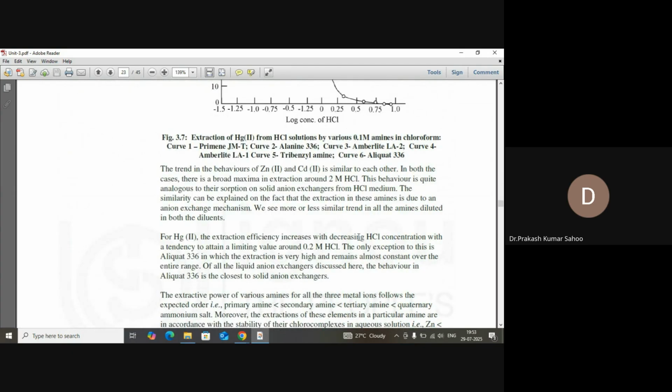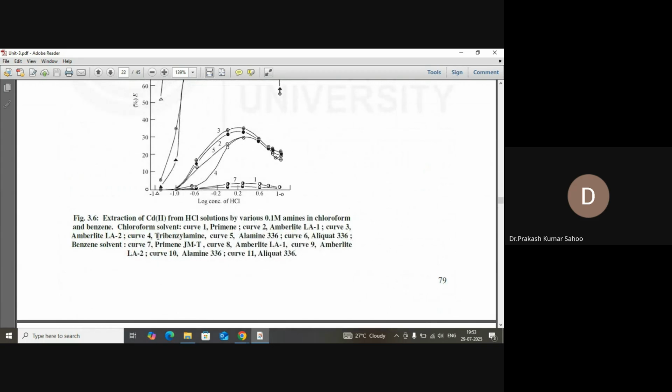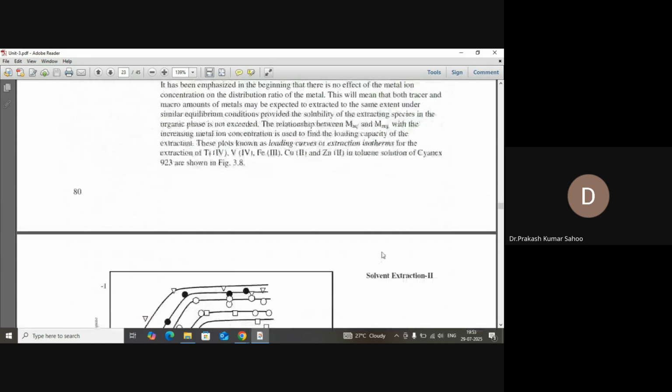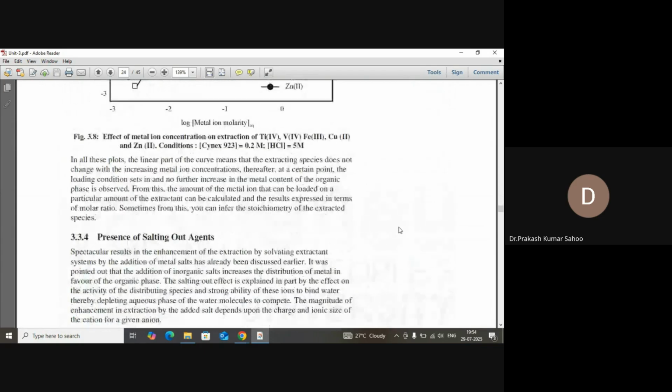So just don't try to remember these plots, these compounds. Just try to remember the simple ones and write your answer in your examination. Effect of metal ion concentration is also an important factor for a solvent extraction process. Whenever the metal ion concentration is more, then a high concentration of extractants needs to be used for the extraction of the same.